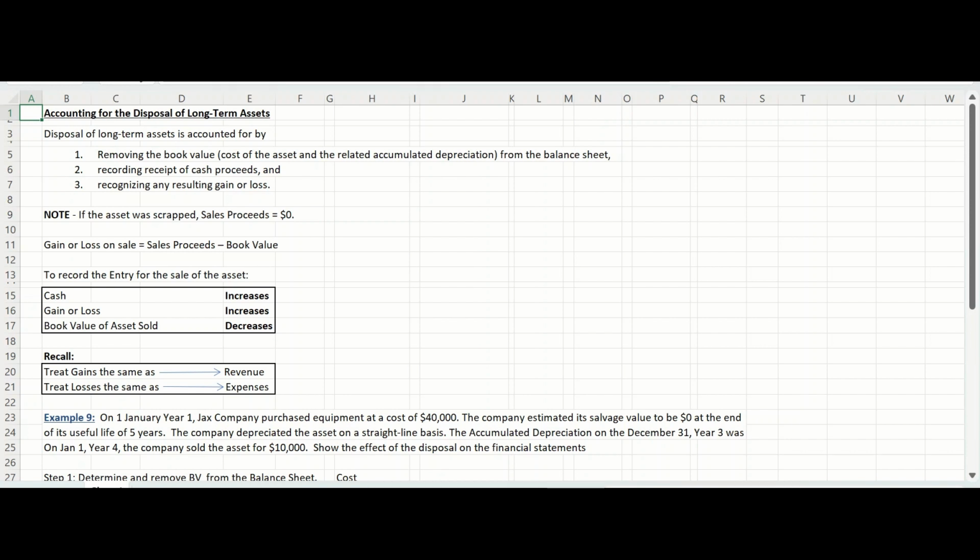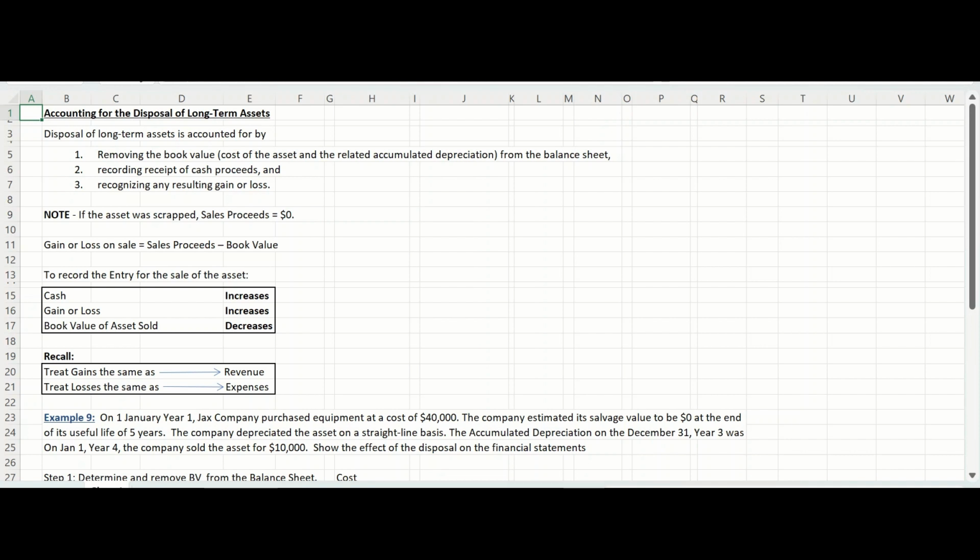Step two, we'll need to record the receipt of cash proceeds for the total cash received, or the sales proceeds. And then step three, we'll need to recognize any gain or loss resulting from the sale or disposal. The gain or loss is just going to be equal to the sales proceeds, the amount of cash given or received, less the book value of the asset, which we learned previously is equal to the cost of the asset less the accumulated depreciation of the asset.